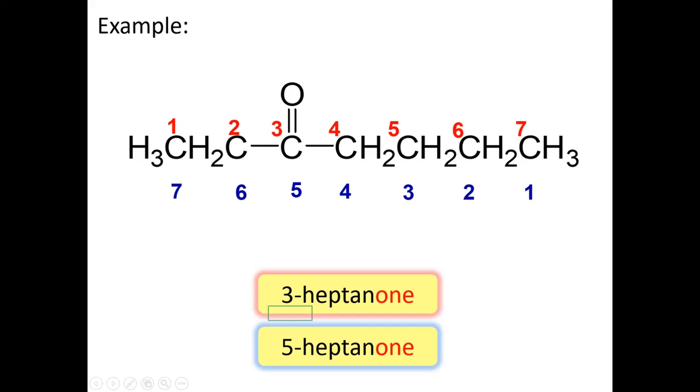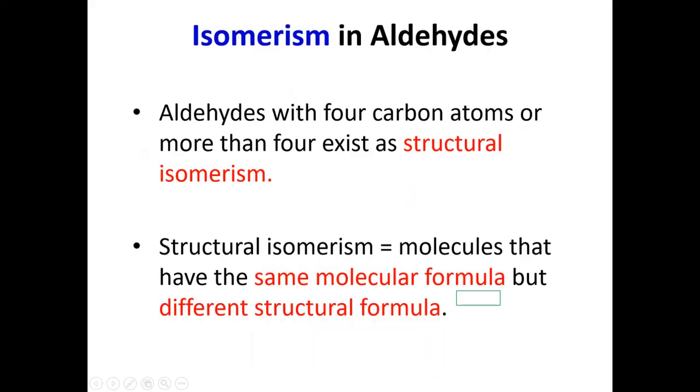And then you need to compare between these two answers, which one is correct. And you should choose this answer because the location of the functional group is the lowest one, which is at location number 3. This is the correct answer.